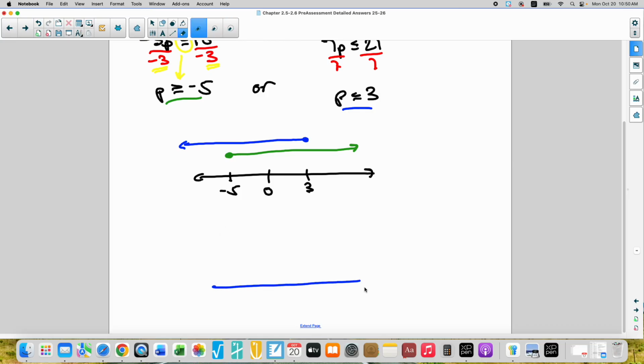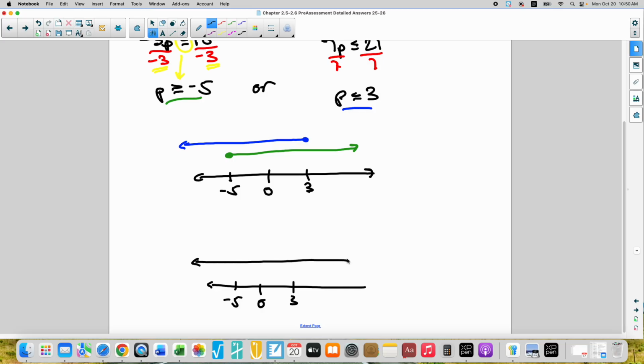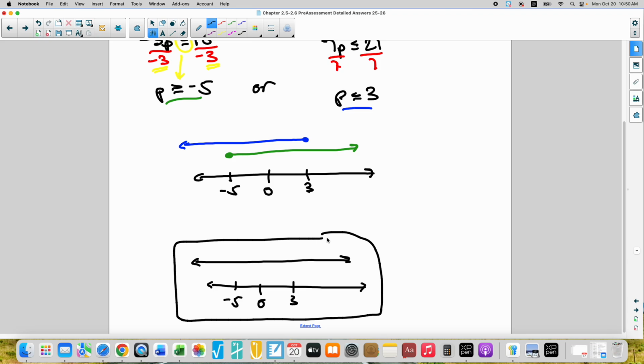Whoops, I don't want it in blue. So my answer is going to be -5, 0, 3. This is how you graph all real numbers. You have a line above it showing that it goes to infinity that way and to infinity that way. You don't have to write all real numbers. You need to graph it.